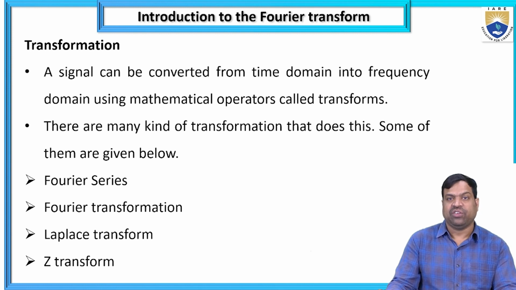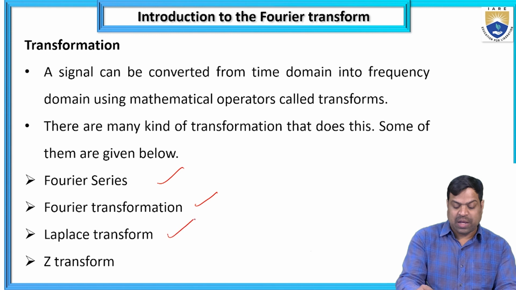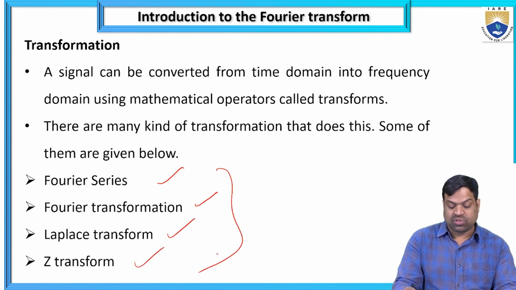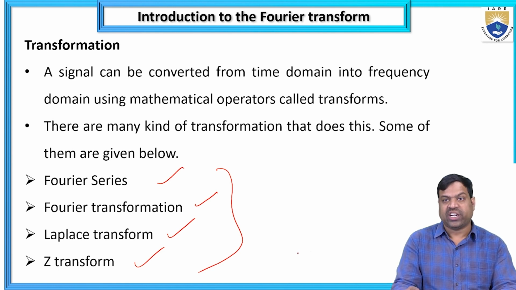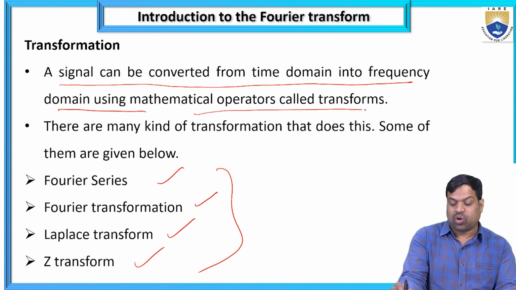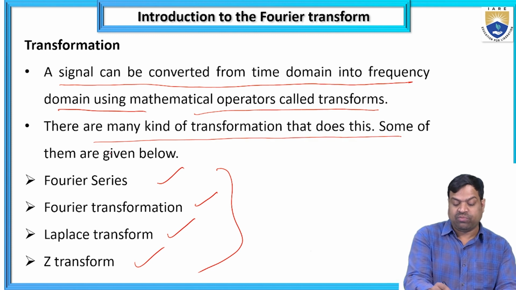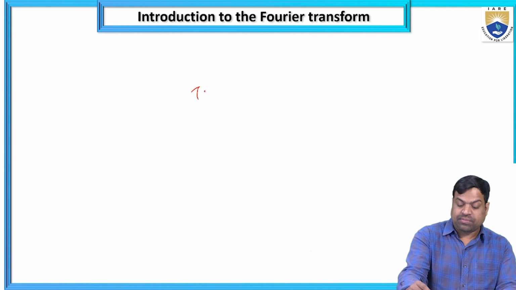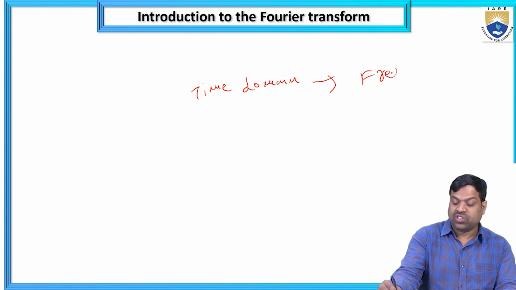And what is the transformation? What is the definition of the transformation? A signal can be converted from time domain into the frequency domain using mathematical operators called transforms. There are many kinds of transformations that do this. Some of them are given below: Fourier series, Fourier transform, Laplace transform, and Z transform. These are the four types. So these are the transformation techniques. The major thing is that a signal can be converted from time domain into the frequency domain using mathematical operators called transformations. So time domain is converted into the frequency domain.